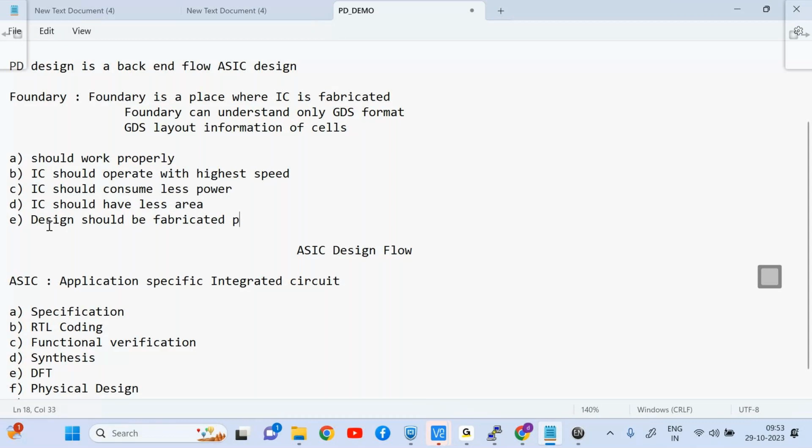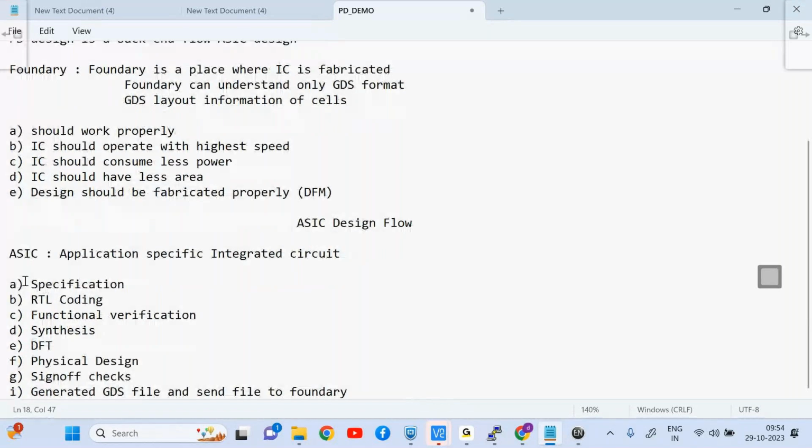So we have to give the design in the form of a GDS2 file to the foundry so that it can be fabricated properly without any problem. It is called design for manufacturability, DFM. I cannot give a GDS2 file which cannot be fabricated. So it should be in a position for fabrication. We have to do the ASIC design flow by meeting all these parameters.